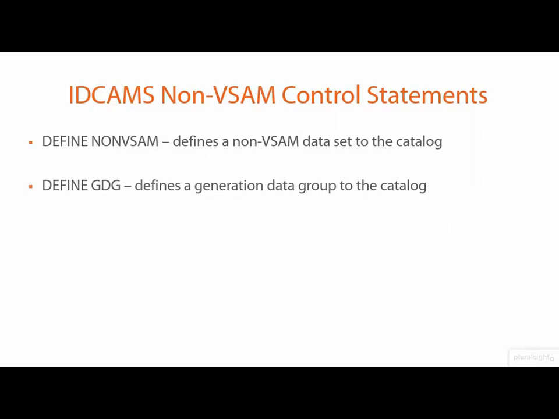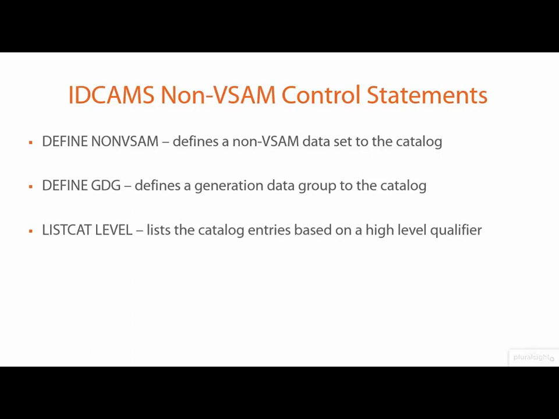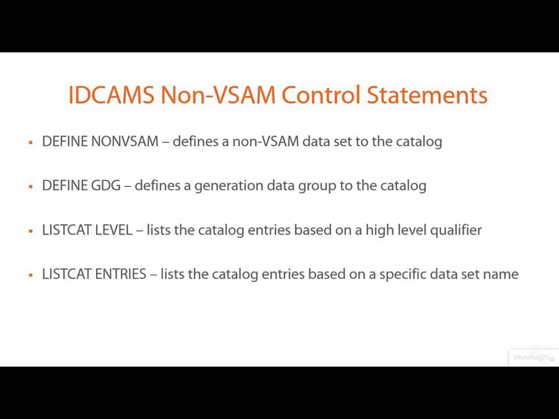An example of the non-VSAM control statements involve things like defining non-VSAM, which adds an entry into the catalog. We can define the generation data groups, as we saw in the earlier module. We can do a LISTCAT, indicating that we want to list the catalog entry at a particular high-level qualifier level. And we can list specific entries from the catalog. These are all examples of non-VSAM usage of the IDCAMS utility.